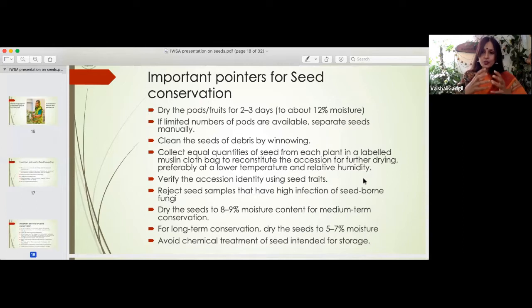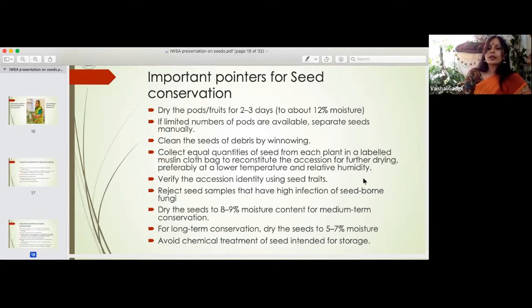Looking at the pod, I can imagine what kind of seed would be inside. Clean the seed of debris and clean it up completely. If you must remove it, because for a farmer it is difficult to keep that kind of volume, you can remove it, clean it, keep it, and separate the seed.